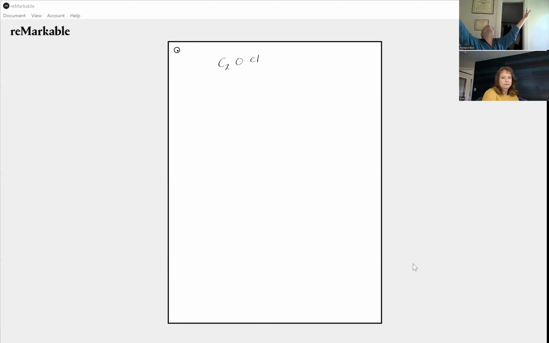Okay, I'm trying to figure out what I want to do. C2OCl4. I think that's fair. I think we can do that. So once again, we make our guide.